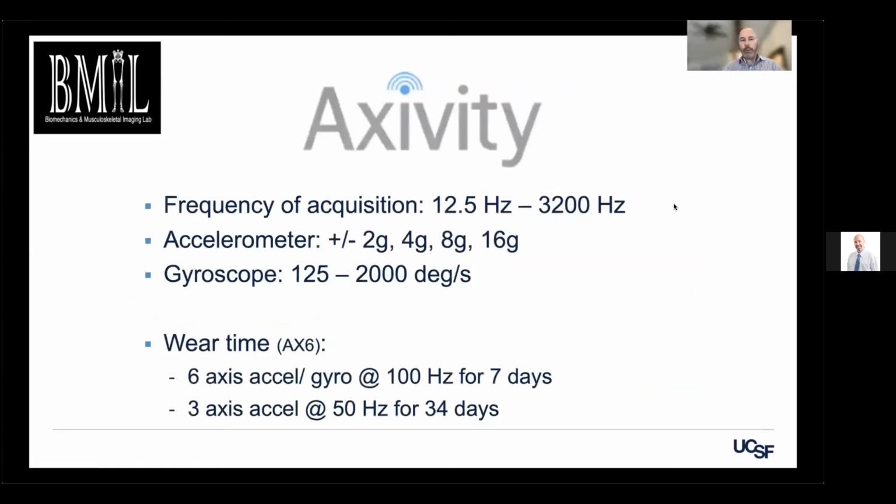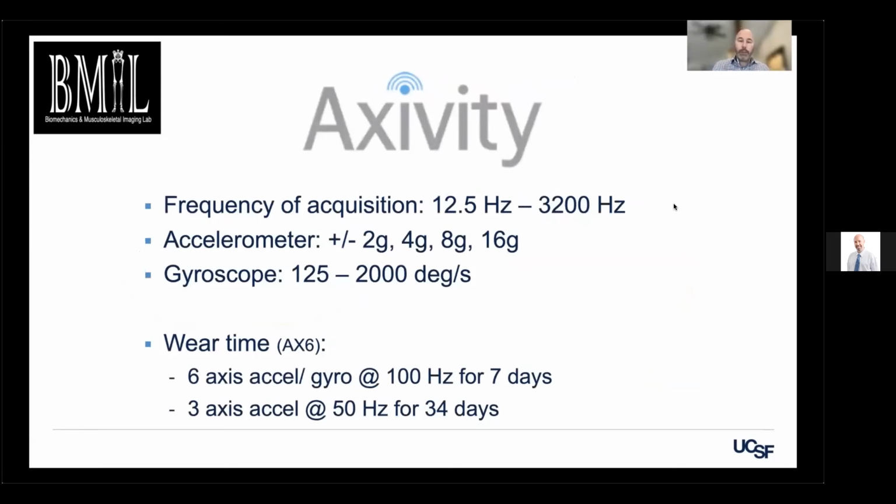Here are the parameters that are available for the Axivity sensors. The frequency of acquisition is quite broad. You can get anywhere from 12 hertz all the way up to 3200 hertz. 3200 data points per second for long periods of time creates a massive amount of data. So there are some challenges with processing if you're going to collect data that high.